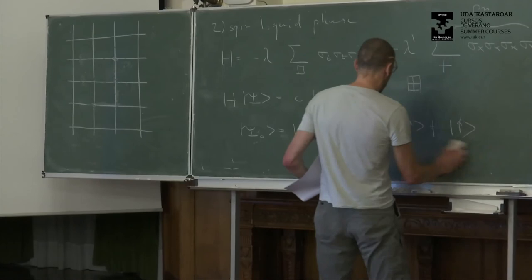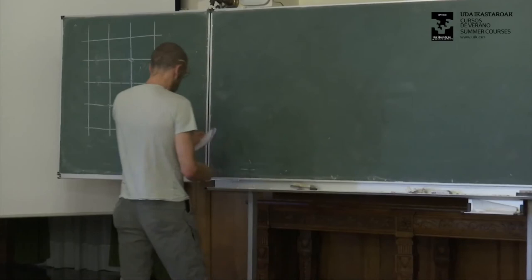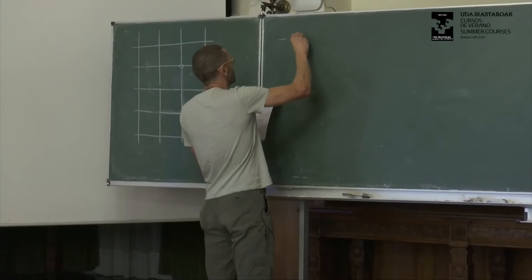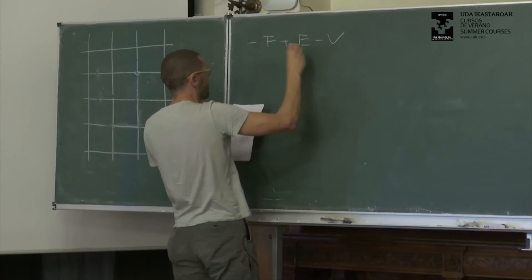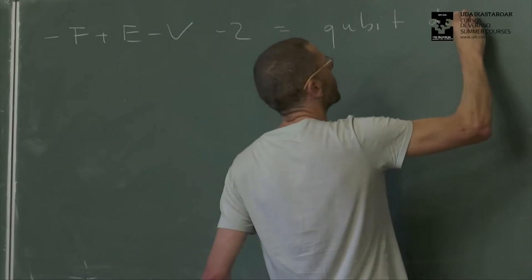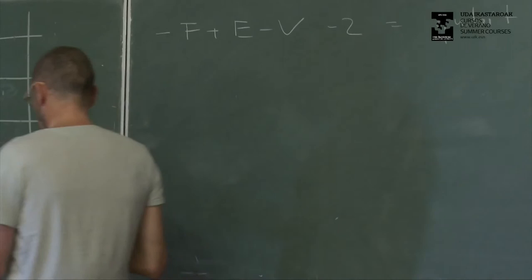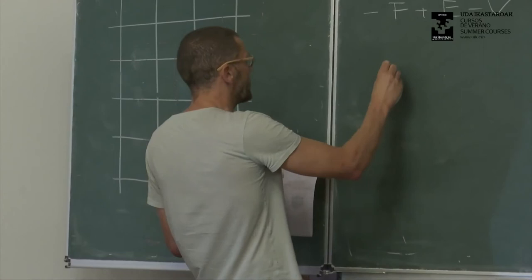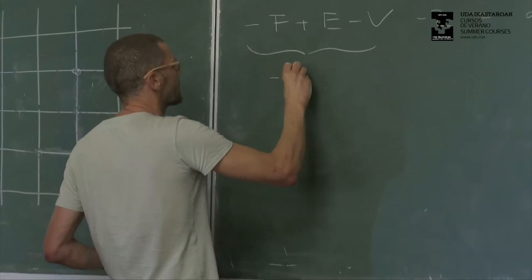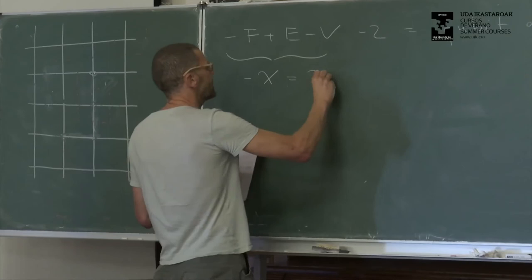So we can actually now write this down as follows. We have minus F plus E minus V minus 2. That is the qubit. I know I'm using qubit language. So this is the plus minus 1 degree of redundancy. And we also know that this here is minus the Euler characteristic. And another thing we know is that the Euler characteristic is 2 minus 2g, and g is the genus of the manifold, of the surface.